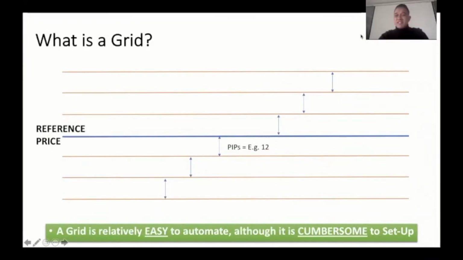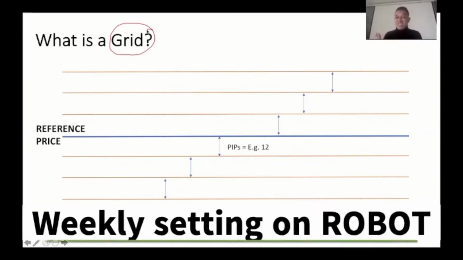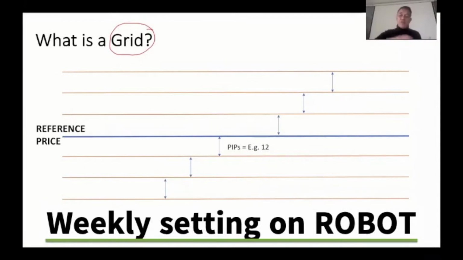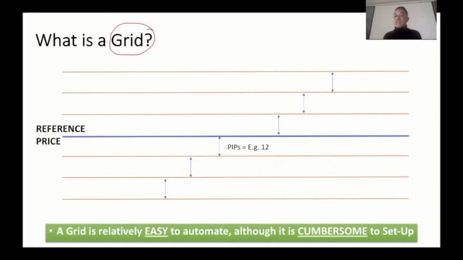So just to make it simpler, it's basically a grid. This is an example of a grid. I've tried to make it as simple as possible so you guys know what's going on, because once you understand this grid concept, then you can understand the further videos where we do some settings on the robot. And when we have weekly reviews on how to set the robot depending on the market condition, you know what I'm talking about.